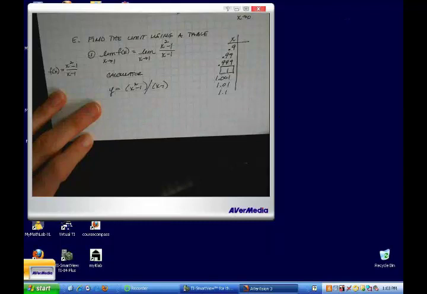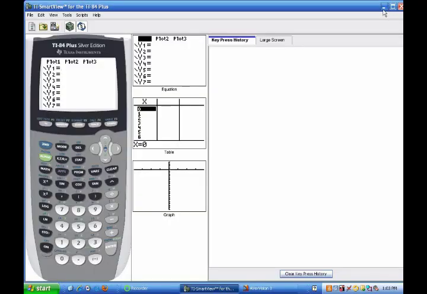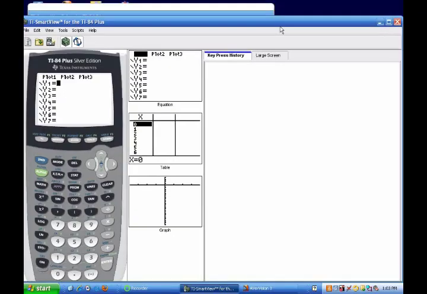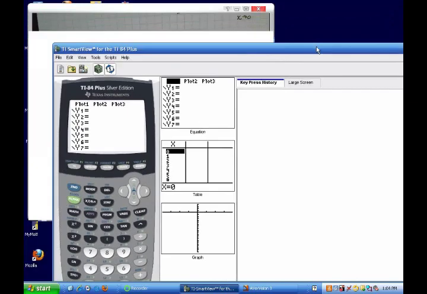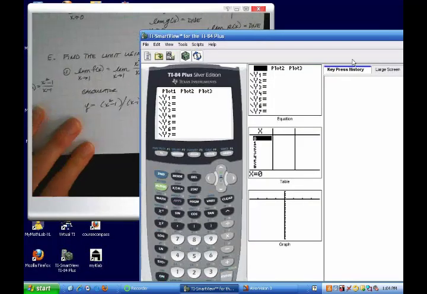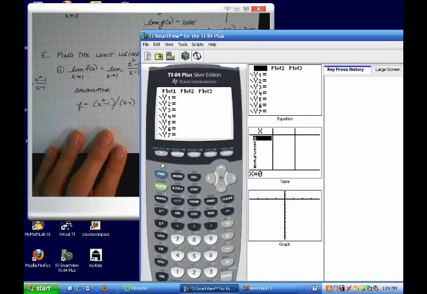Oh, I might be able to show both of them. Nope, I can't. Well, maybe I could. No, I can't. Well, let me minimize the screen. I can make this happen.